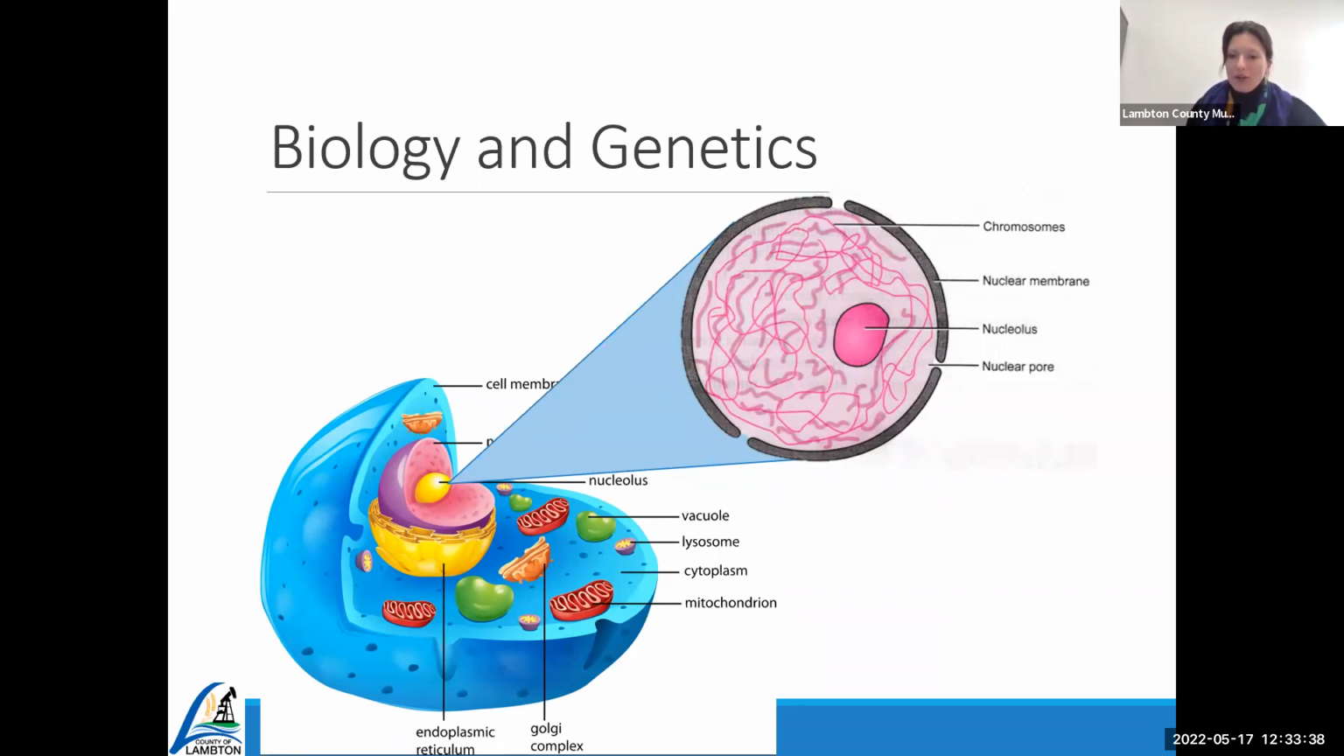The sequence of the code determines what protein is produced, and changes in the genetic sequence can change the structure of the protein.